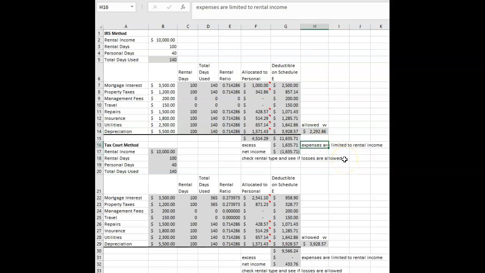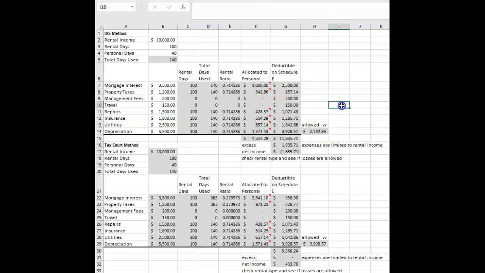Expenses are limited to rental income. That's true if it's a personal and rental. Not necessarily true for a primary rental. So just be aware of that. That's just a note. As a reminder, check your book for the actual tax law, tax rules based on what is and what isn't deductible.